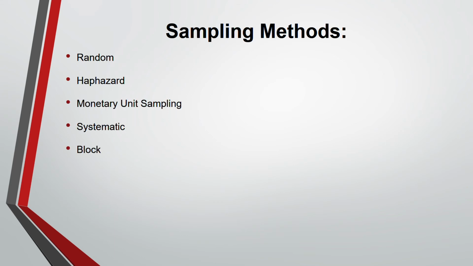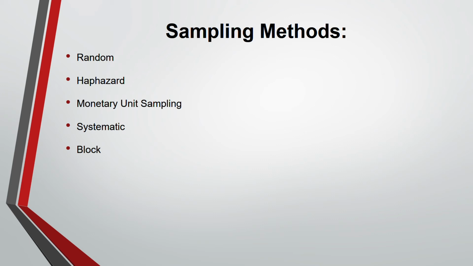Now, sampling method. There are some sampling methods that you need to know. Number one, random. Okay. Number two, haphazard. It's not a proper way. Okay. Monetary unit sampling, systematic, and block. The definition of each of these is given in your textbook.